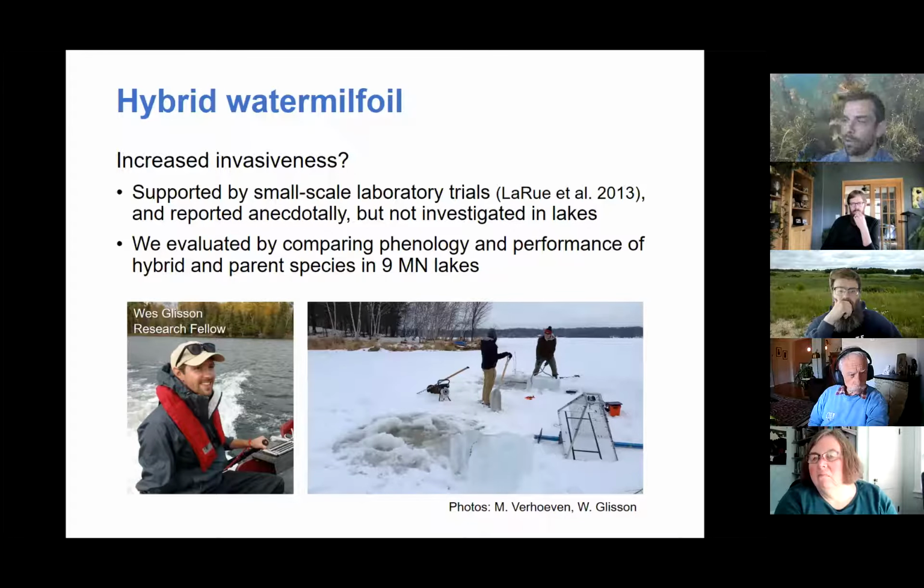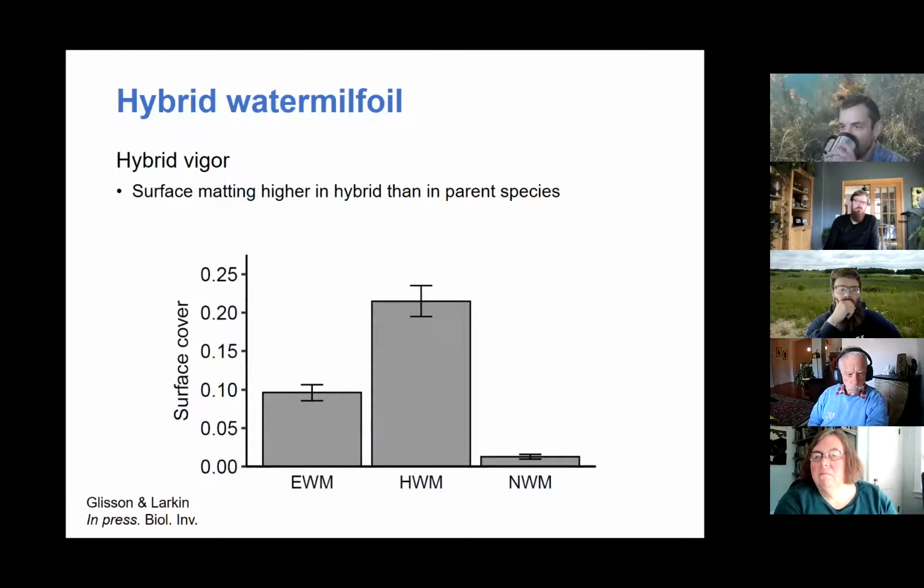So we evaluated this by comparing the phenology and performance of the hybrid and parent species in 9 Minnesota lakes. And when I say we, I really mean Wes Glisson, who's a researcher in my lab. So what Wes found is evidence consistent with there being hybrid vigor and greater invasiveness. So for one, higher surface matting in hybrid than either parent species.